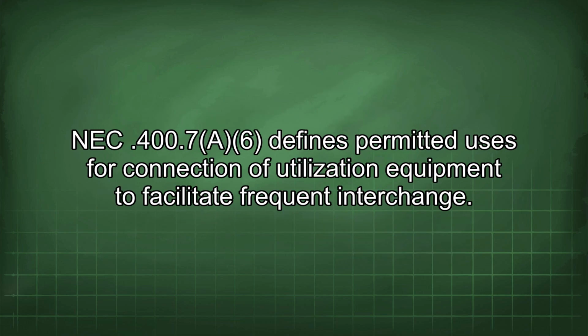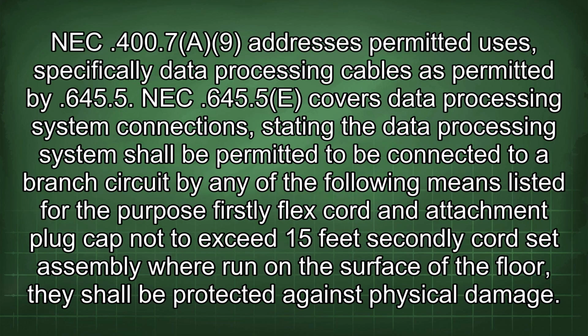NEC 400.7 defines permitted uses for connection of utilization equipment to facilitate frequent interchange. NEC 400.7 addresses permitted uses, specifically data processing cables as permitted by 645.5. NEC 645.5e covers data processing system connections, stating the data processing system shall be permitted to be connected to a branch circuit by any of the following means listed for the purpose: firstly, flex cord and attachment plug cap not to exceed 15 feet; secondly, cord set assembly where run on the surface of the floor. They shall be protected against physical damage.